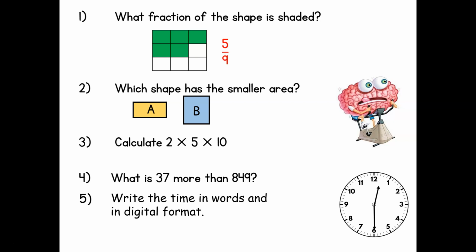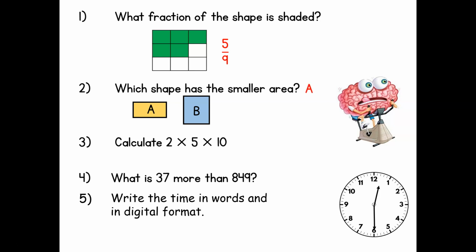Question 2 asks us to compare the areas of the two shapes, A and B. Area is the surface space taken up by a shape. It's the measure of the inside space of a shape. We can see that shape B takes up more space, so its area is the biggest. To answer the question, shape A has the smallest area.